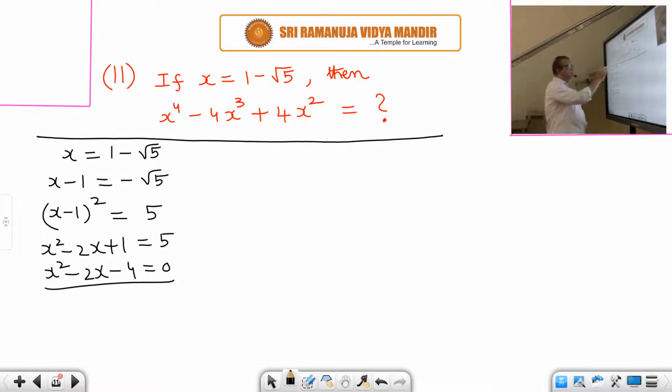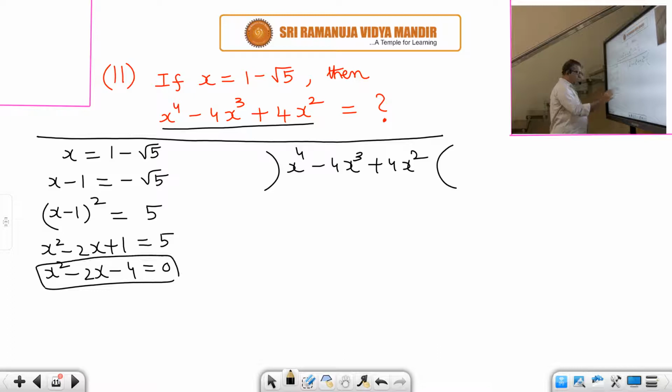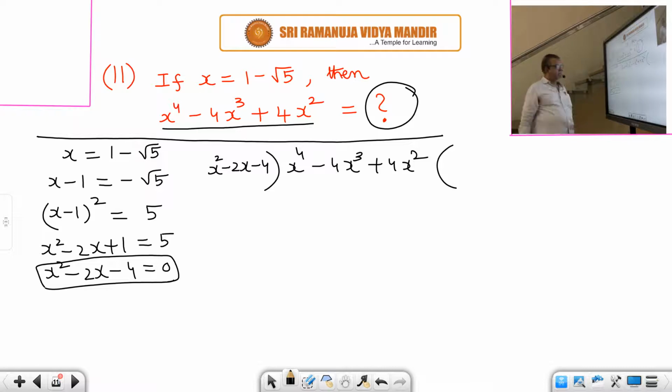Afterwards, we have to find the value of what? This one: x power 4 minus 4x cube plus 4x square. Its value we have to find out, is it not? So just divide this by x square minus 2x minus 4. Divide this. Whatever remainder you get, that is the answer for this question. I will explain how later, but first let us divide and find the remainder.